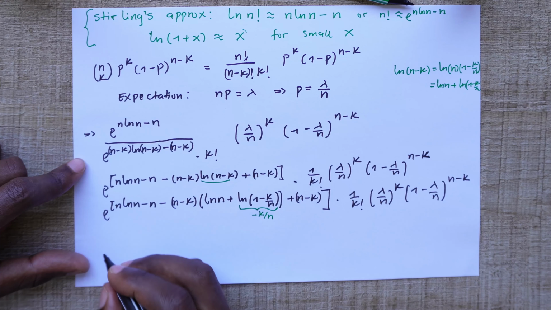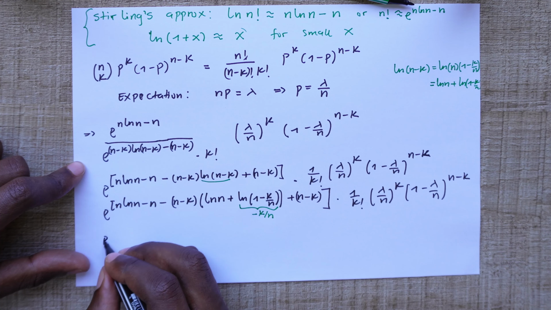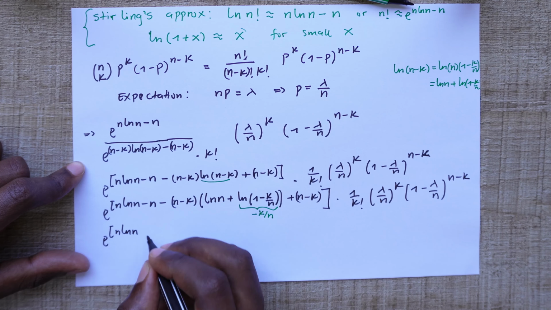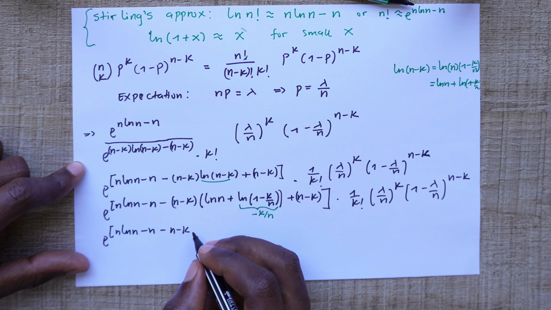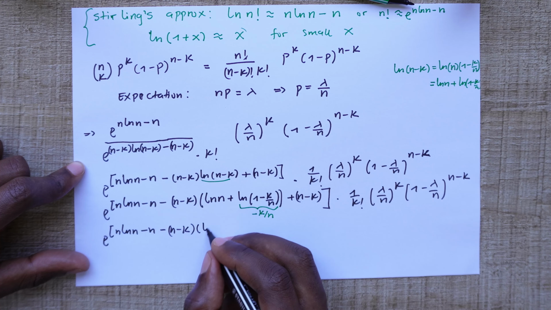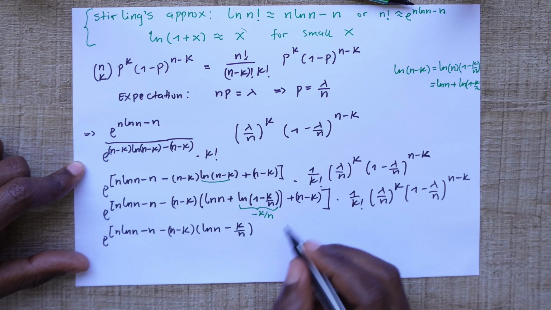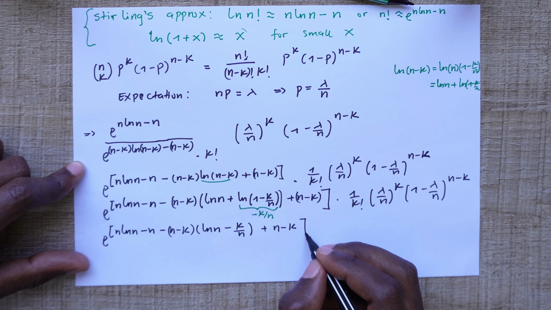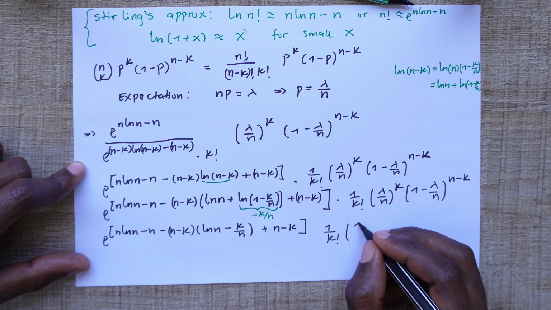So we then have a simplified expression. We are going to have e to the n ln n minus n minus k, okay, times ln n minus k over n, and then plus n minus k. And we close this, and then we have the constant beside.